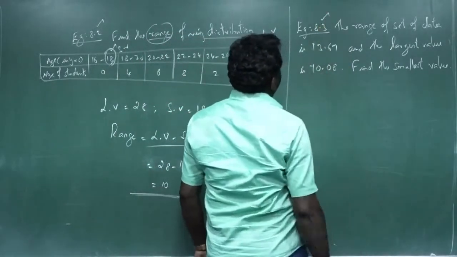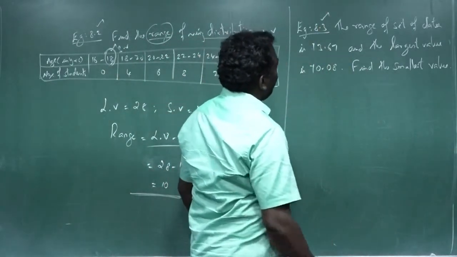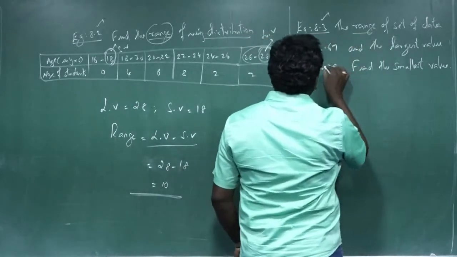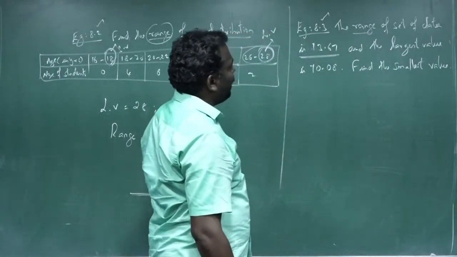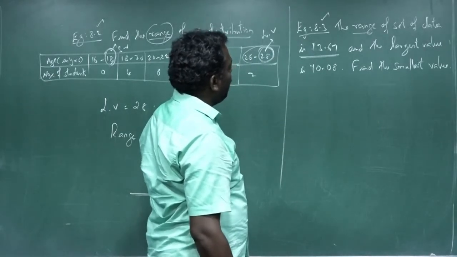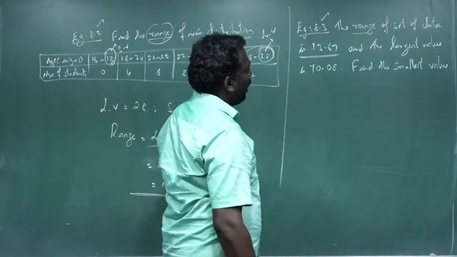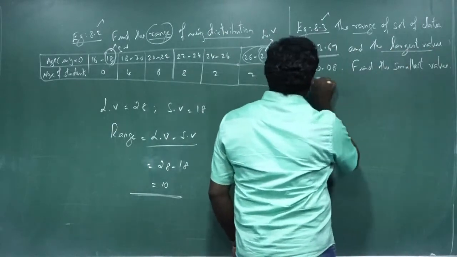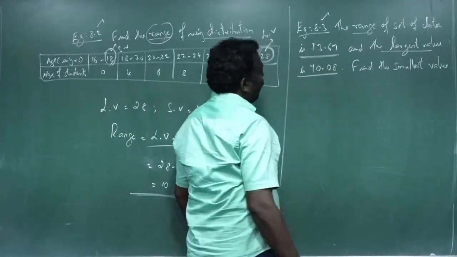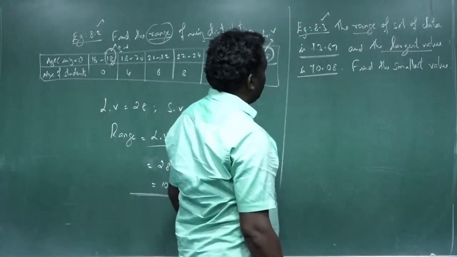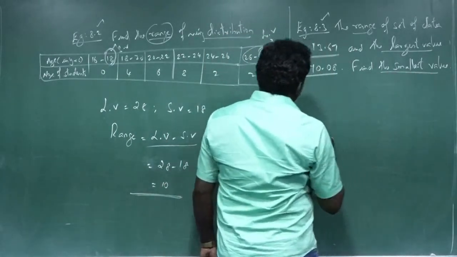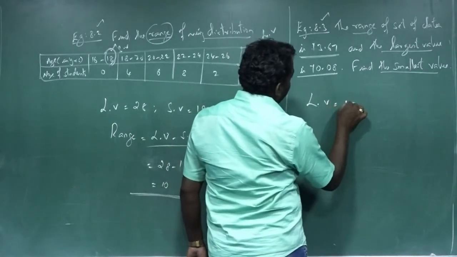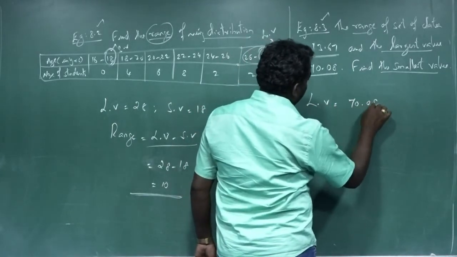Next, come to the next example. The range of the given data is 13.67, and the largest value is 70.08. Find the smallest value. So the largest value is given as 70.08.